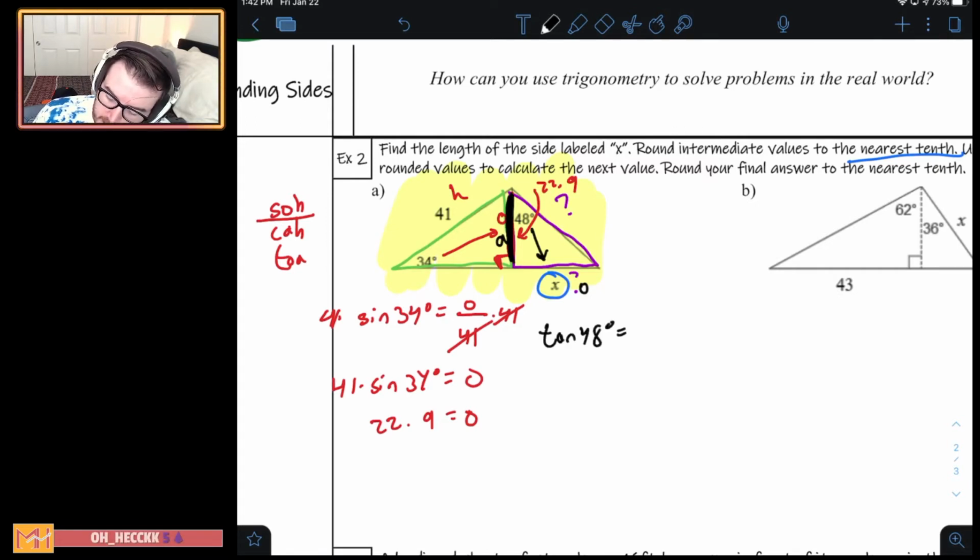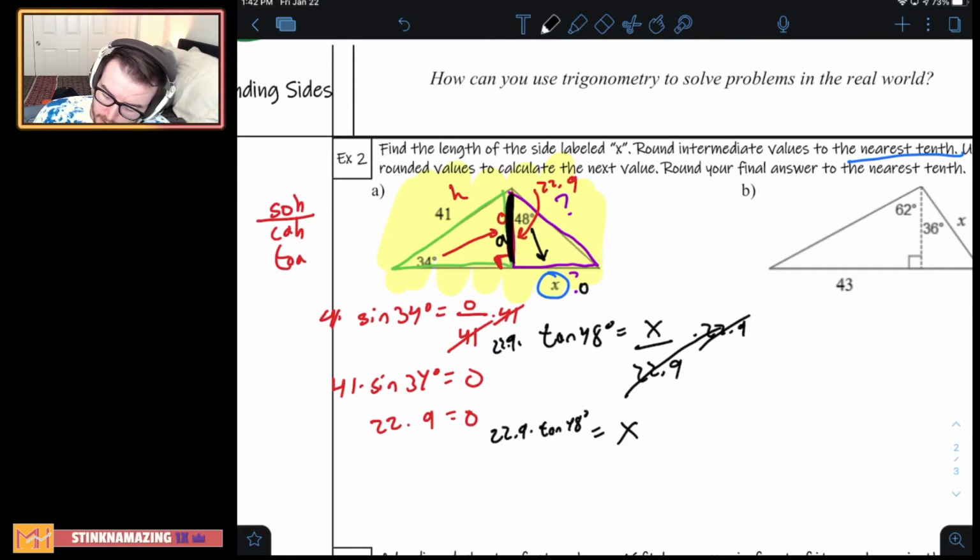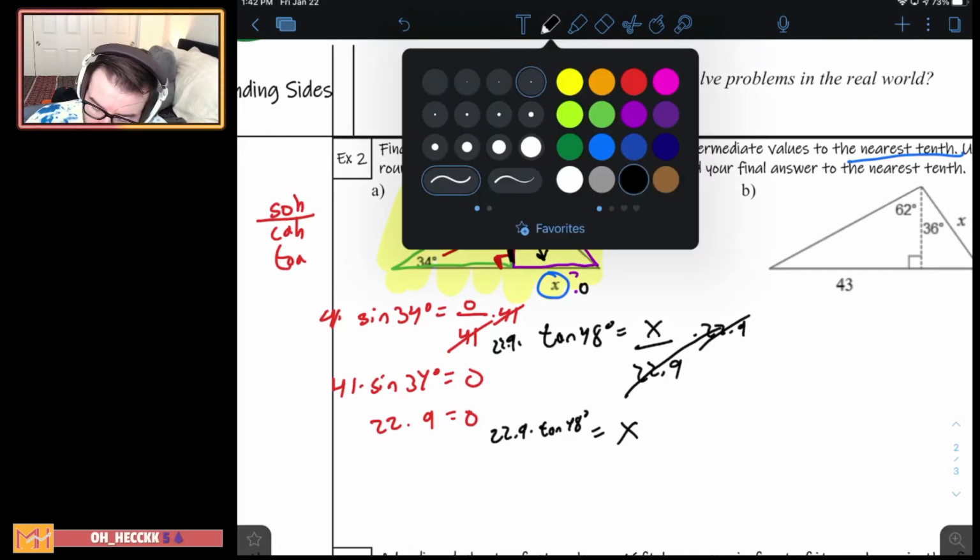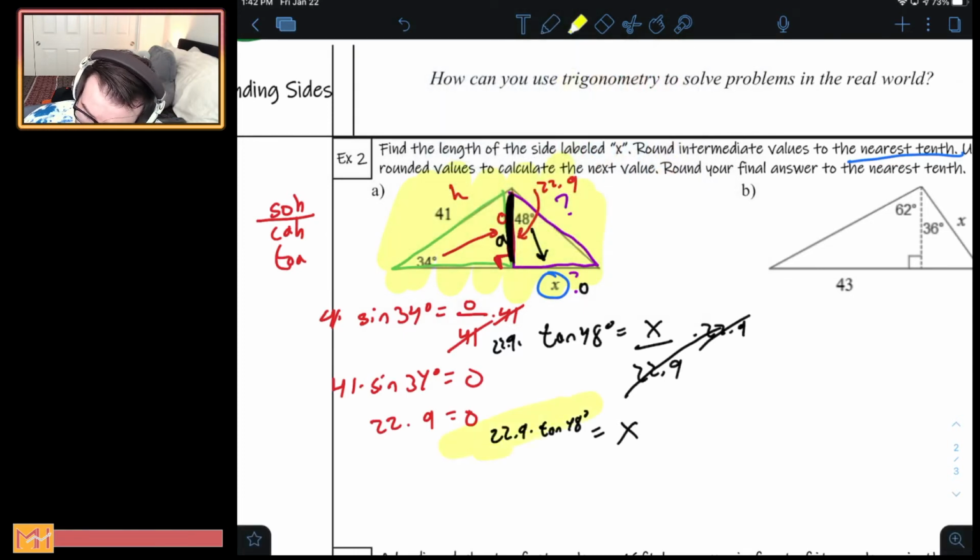Tangent of 48 degrees is x over, and we just solved for it, 22.9. Multiply by 22.9 to get rid of it. So x equals 22.9 times tangent of 48 degrees. And you know what? How about we have double questions right here? Plug this into a calculator for me. All right, you just plugged it in. I'm going to go ahead and type it in. 22.9 times tangent of 48 is 25.4.